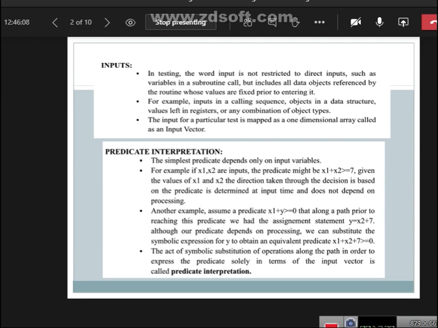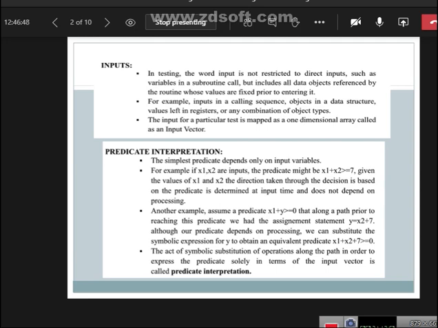Okay, then what is predicate interpretation? If the simplest predicates depend only on the input variables, we can say that it is a predicate interpretation. There is no other rule that it should or should not depend on other things, but if a simplest predicate depends only on the input variables, we call it a predicate interpretation.